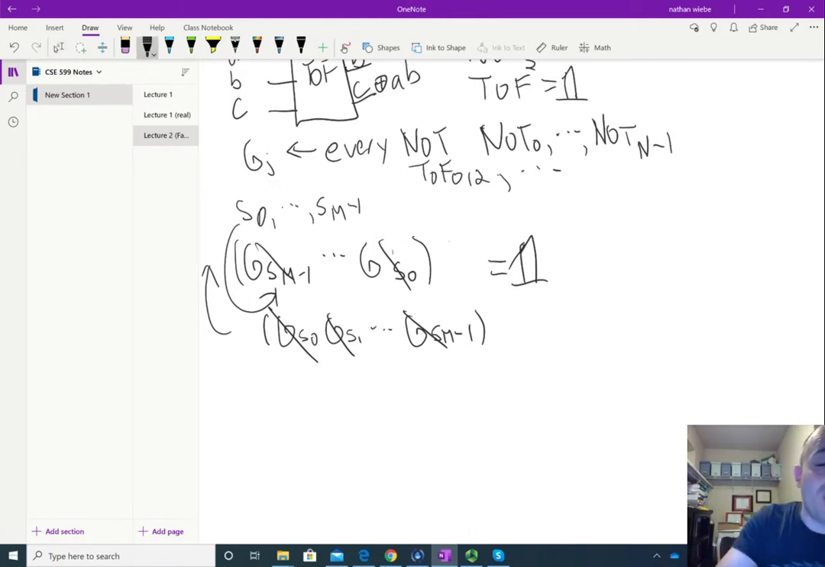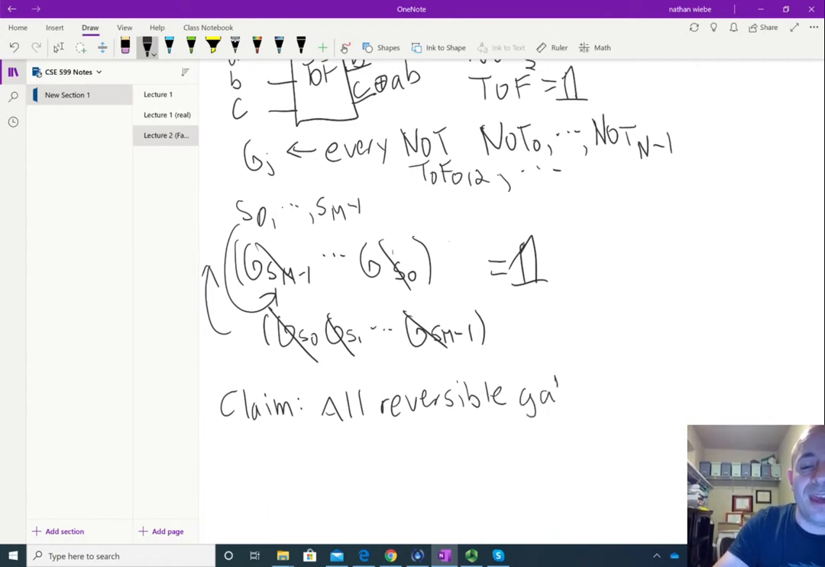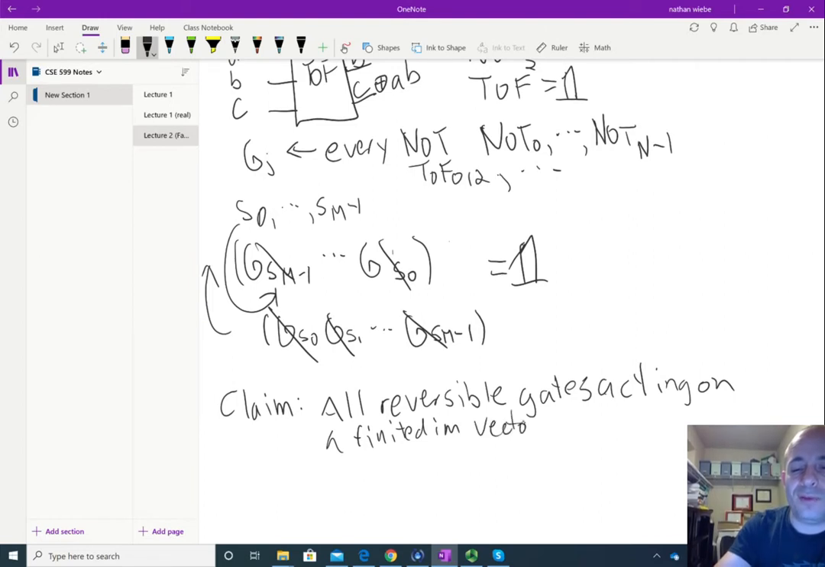So, claim: all reversible gates acting on a finite dimensional vector space can be represented as permutation matrices.